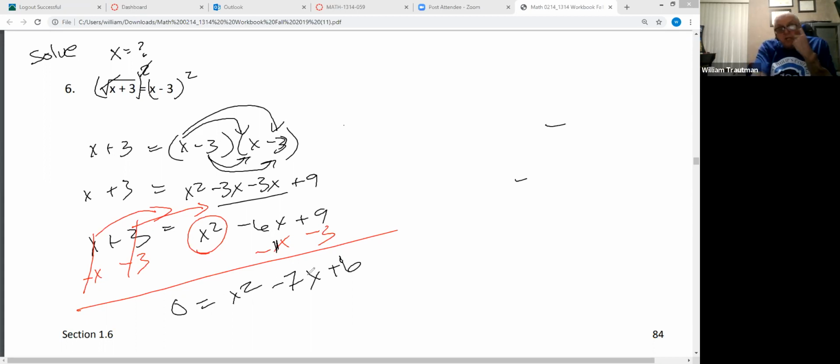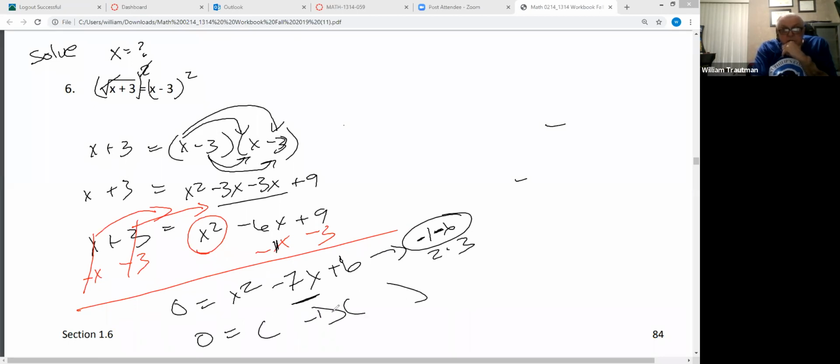I have x squared minus 7x plus 6, and I need to factor. 6 is 1 times 6 and 2 times 3. The only way to get a negative 7, don't forget, the only way to get a negative 7 is a minus 1 and a minus 6. So this factors minus 1 minus 6 with an x and an x.